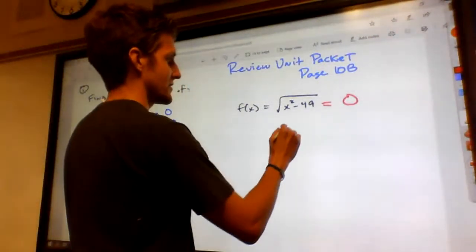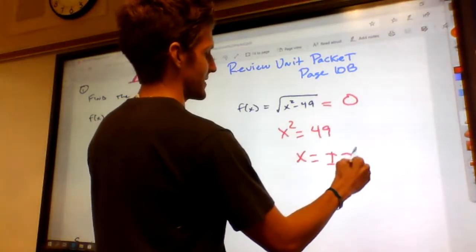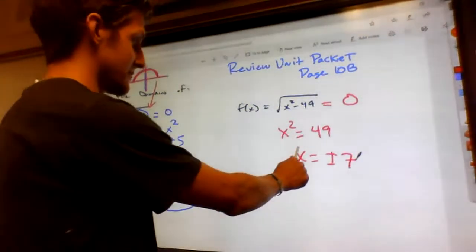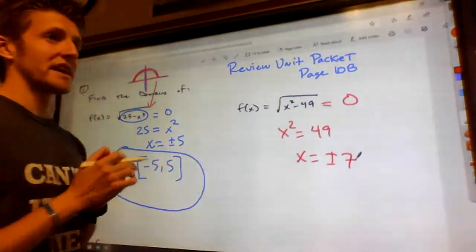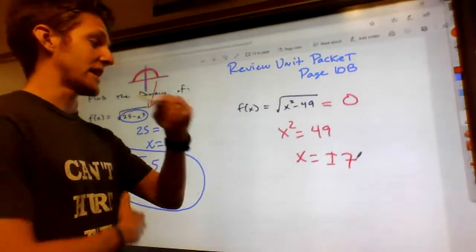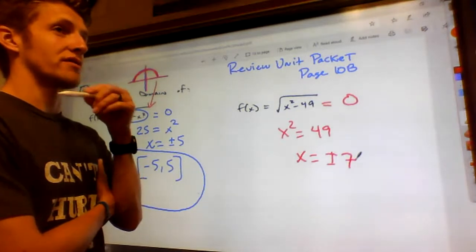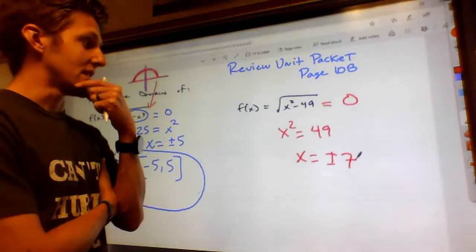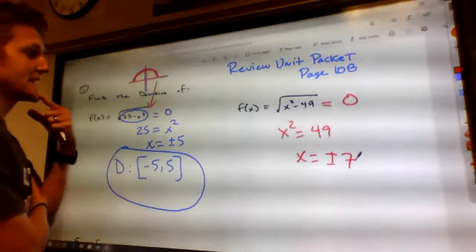So we're right here. I set what's inside the square root equal to 0. I get plus or minus 7 again. This time, though, if I plug in 0, which is in the middle of -7 and 7, I'm going to get the square root of -49, which is imaginary. If I plug 8 in for x, I get 64 minus 49, which is the square root of a positive 15. That's good. If I plug -8 in for x, I get the square root of 64 minus 49, which is the square root of 15, and that's also good.